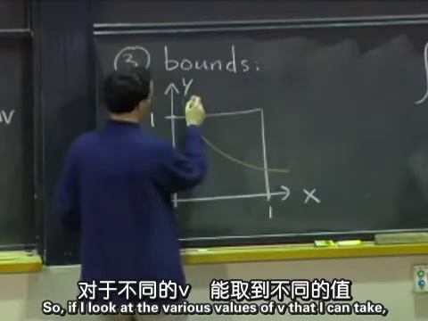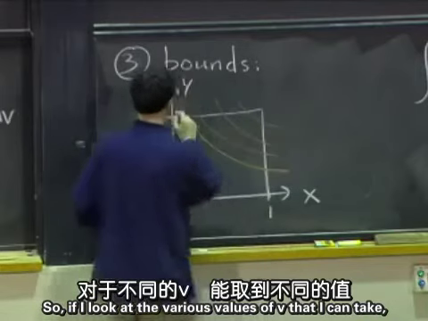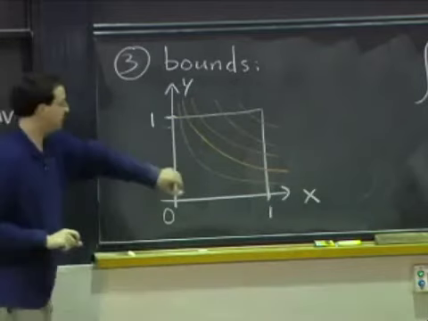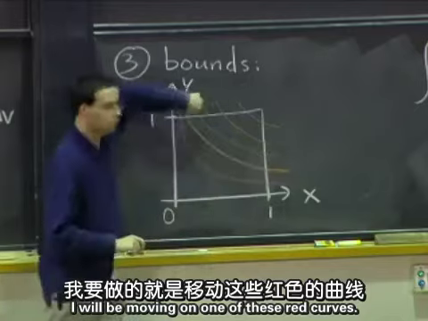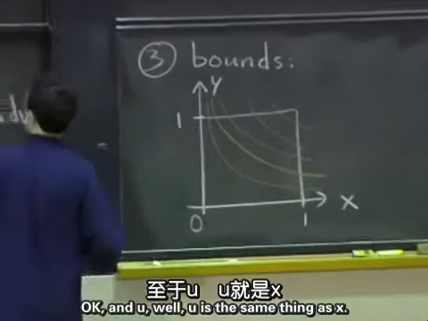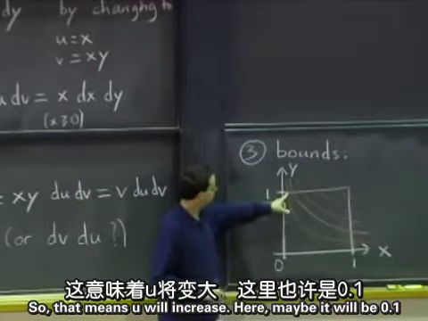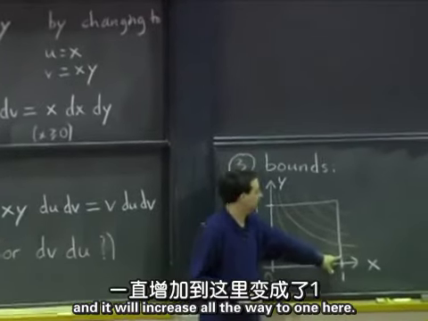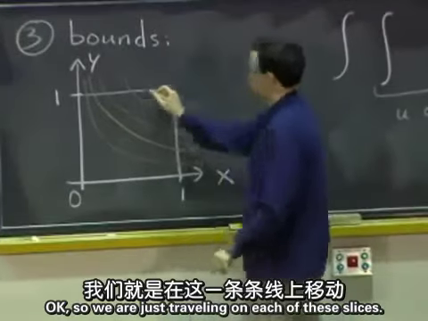So if I look at the various values of v that I can take, for each value of v, if I fix a value of v, I will be moving on one of these red curves. Okay, and u is the same thing as x. So that means u will increase, here maybe it will be 0.1, and it will increase all the way to 1 here. So we're just traveling on each of these slices.